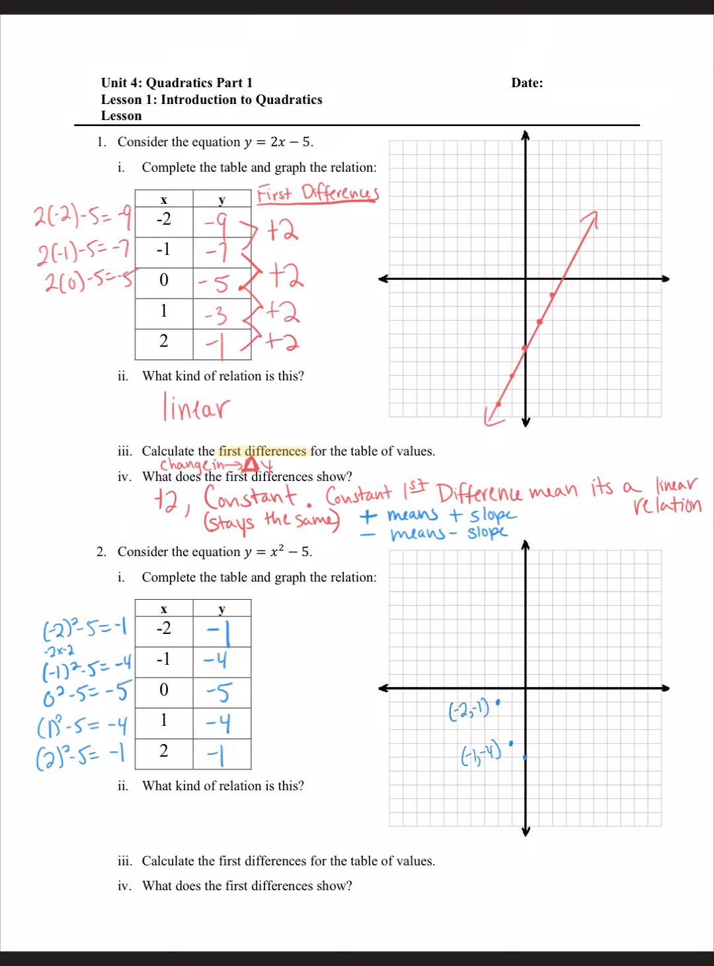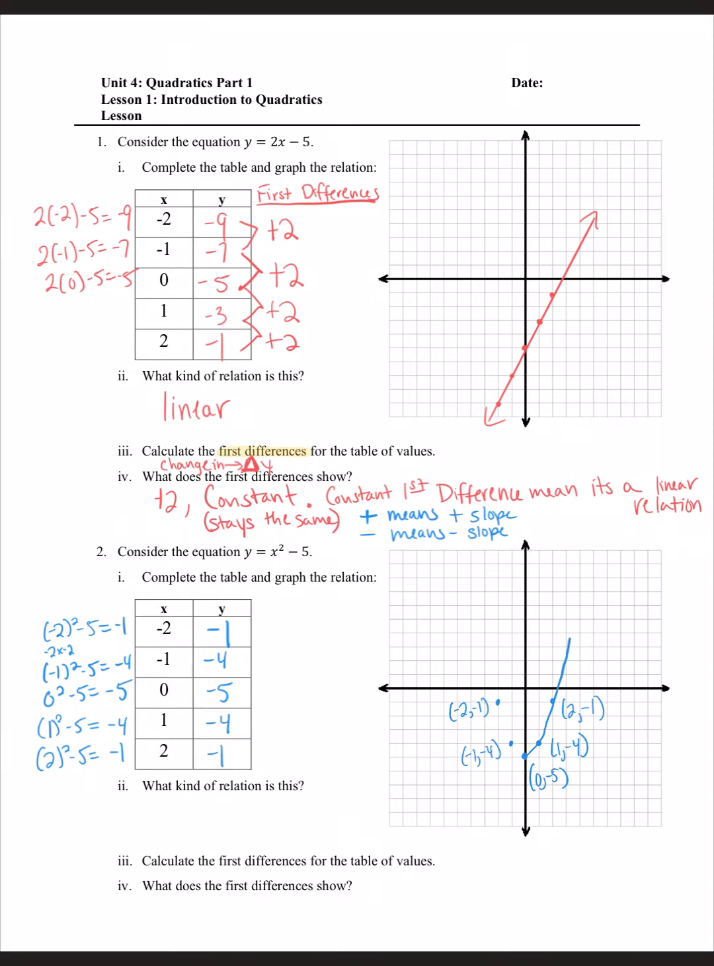0, negative 5. 1, negative 4. And finally, 2, negative 1. Okay, I'm going to connect all my dots with a smooth curve.